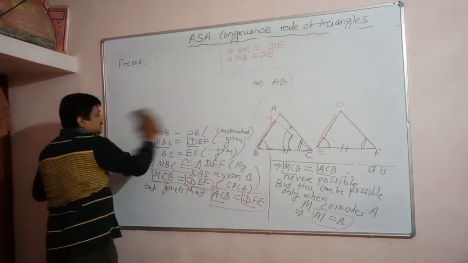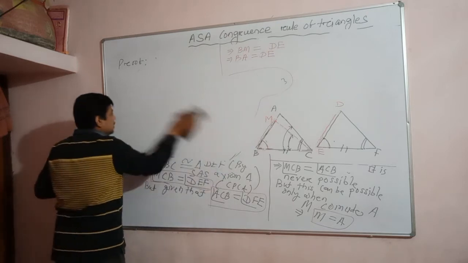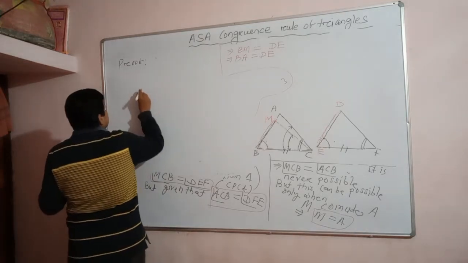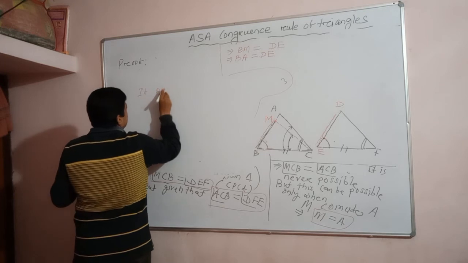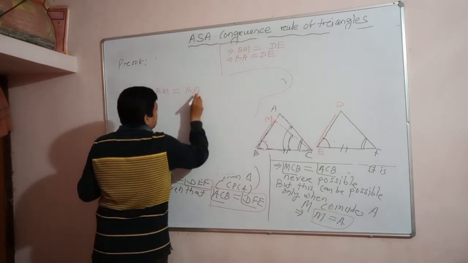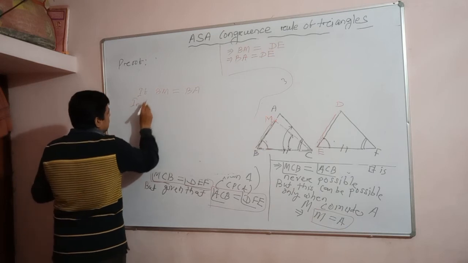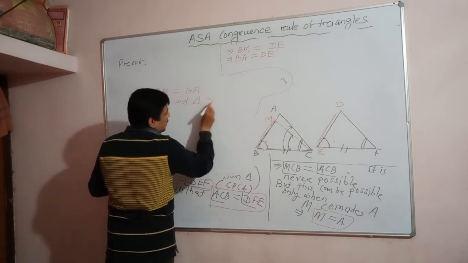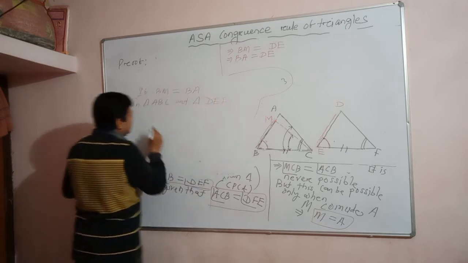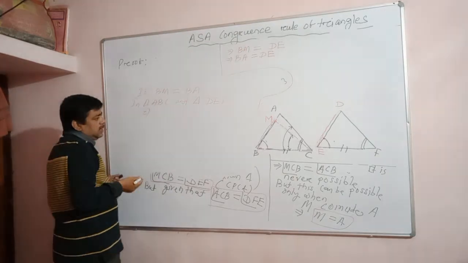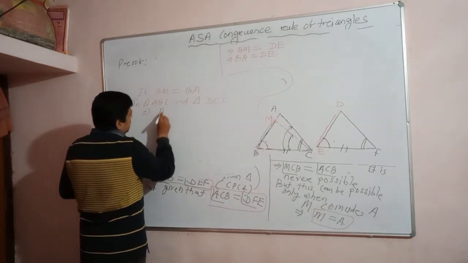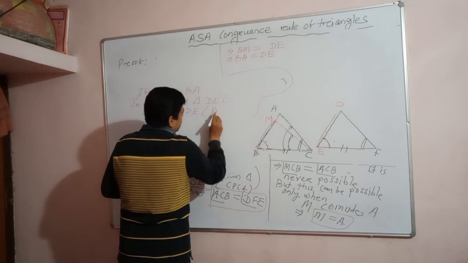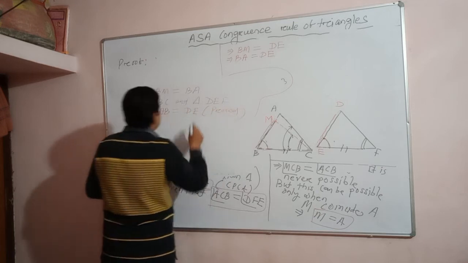It is saying, if BM is equal to AB, BA, what will happen? So in triangle ABC and triangle DEF, what do you see? First point, similarly, you got AB is equal to how much? AB is equal to D. Already proved.